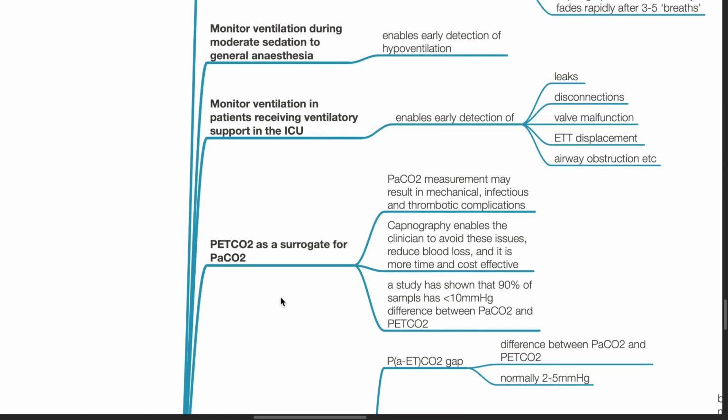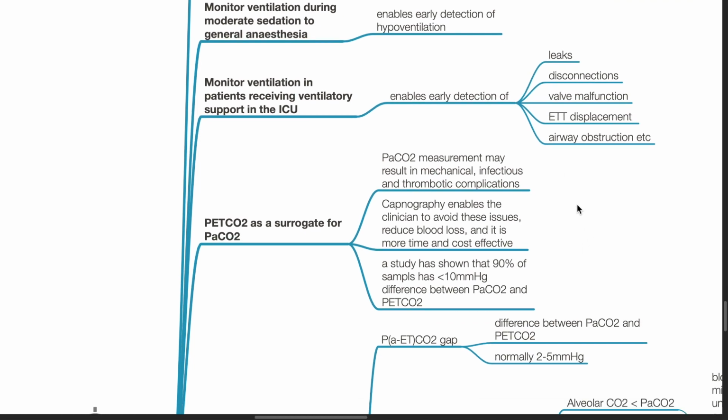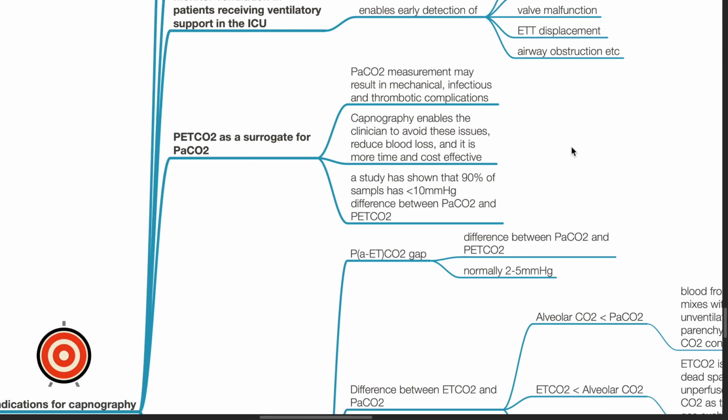EtCO2 as a surrogate for PaCO2. PaCO2 measurements may result in mechanical, infectious, and thrombotic complications during arterial blood gas sampling, and capnography enables the clinician to avoid these complications, reduce blood loss, and it is more time and cost effective. A study has shown that 90% of samples have less than 10 mm mercury difference between the PaCO2 and PEtCO2.